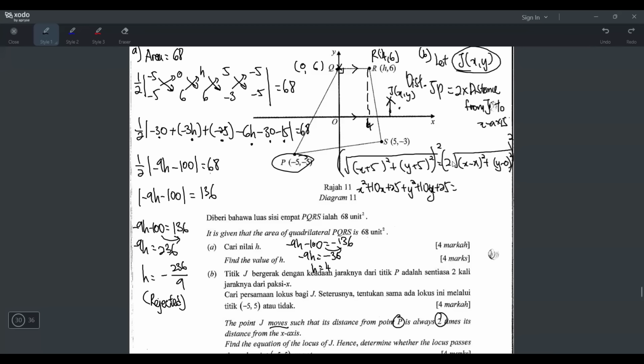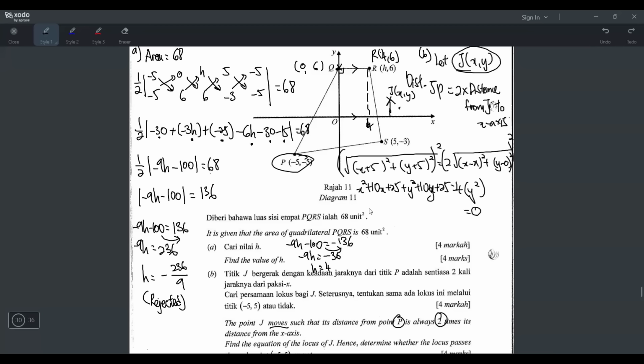Okay, for the other side, the 2 has to be squared also. So 2 square becomes 4. And then this square root is gone already, because when you square, the square root disappears. x minus x is 0, 0 square is 0, so 0 we don't need to write. And then y minus 0 is y, squared is just y square. So you end up with something like this. Now we just have to arrange a bit, then we will get our locus equation.